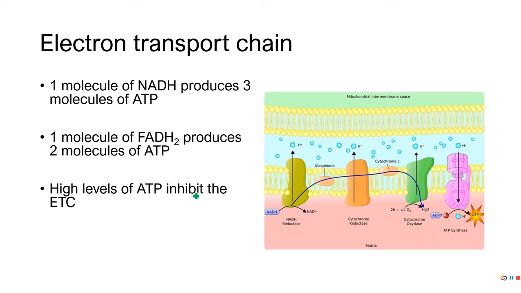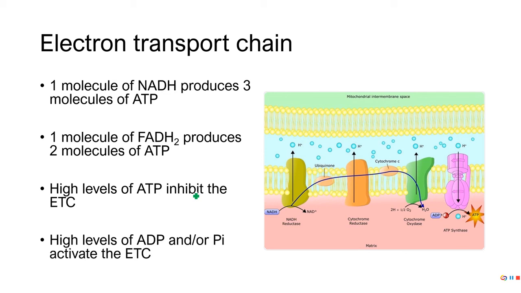Now, there isn't necessarily a specific enzyme that we inhibit, but if I've got lots of ATP floating around, the electron transport chain doesn't work as quickly. Okay. But if I've got high ADP or high phosphate, that's going to activate the electron transport chain.